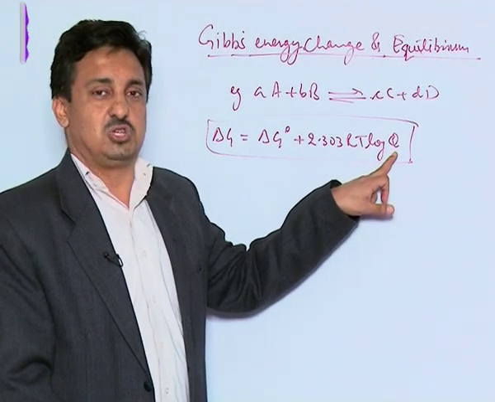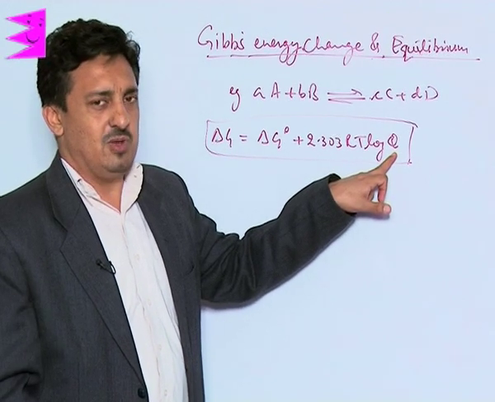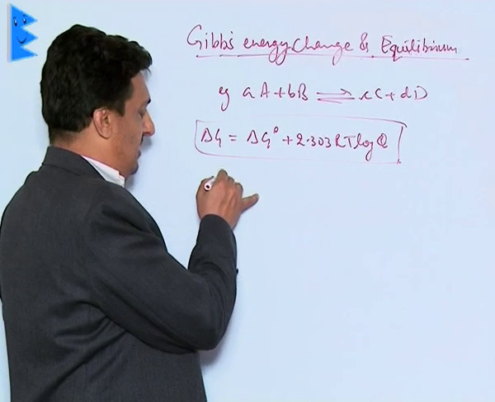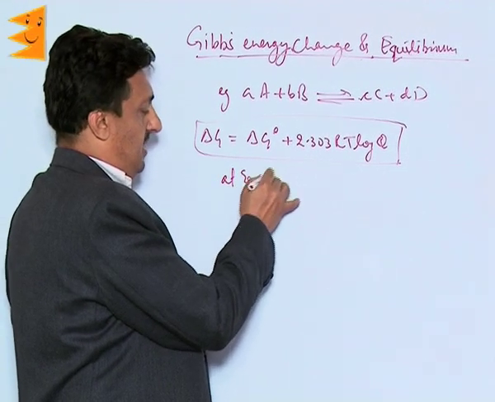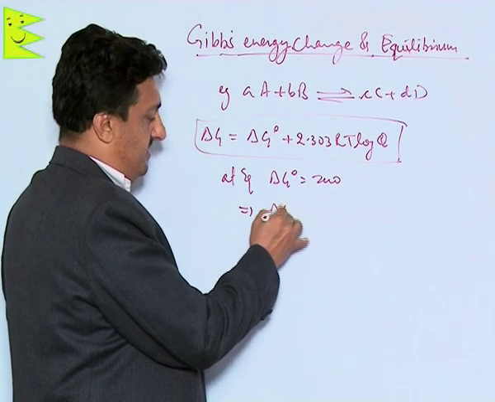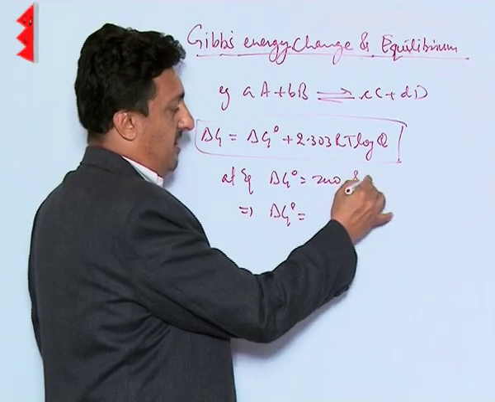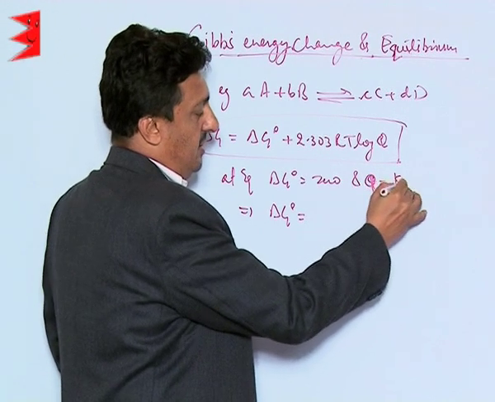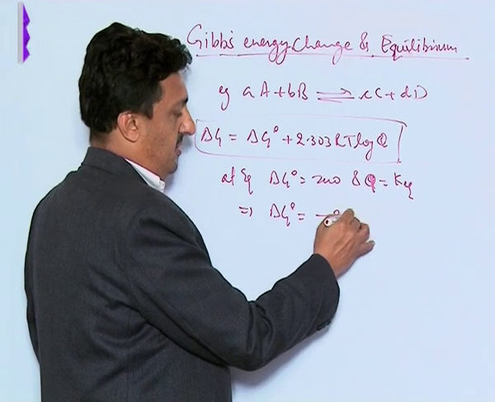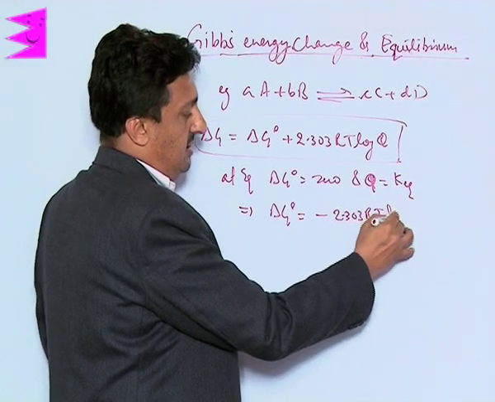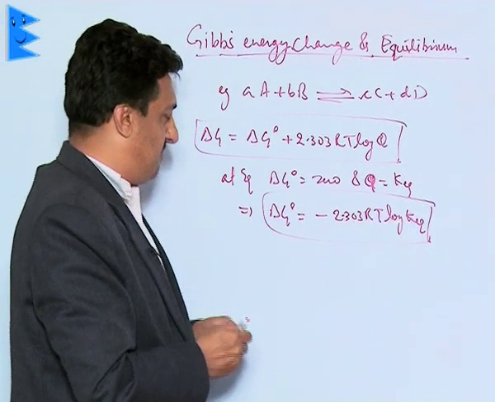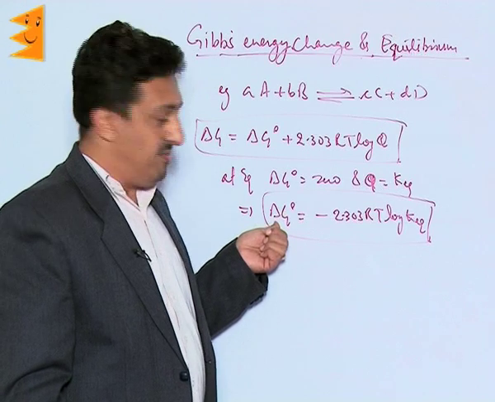Here this Q is your reaction quotient, which you will be doing, or must have done, in your equilibrium chapter. Now we know that at equilibrium, this delta G is equal to 0. So it means delta G naught is equal to, and remember Q is equal to K equilibrium, so delta G naught becomes minus 2.303 RT log K equilibrium. This is a very, very important expression.